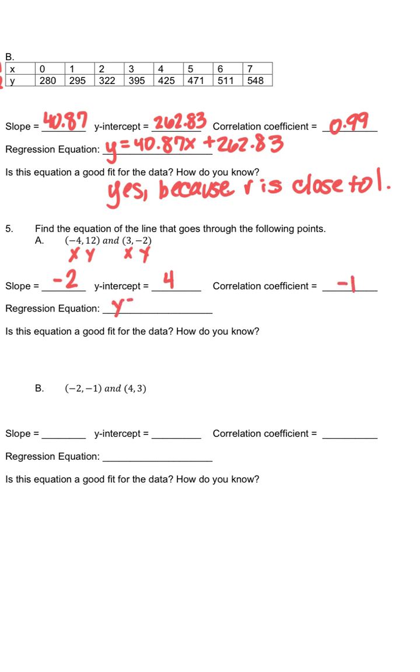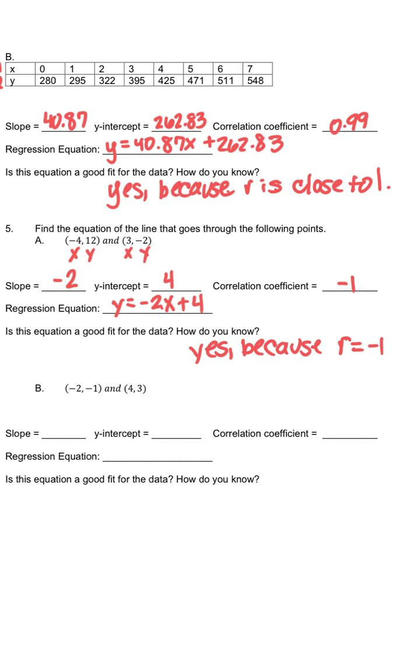Therefore, our equation here is y equals -2x plus 4. Therefore, is this a good fit? Is this a perfect fit? Yes, it is. So we'll put yes because R equals -1. So yes, it is. It's actually a perfect fit because R equals -1.